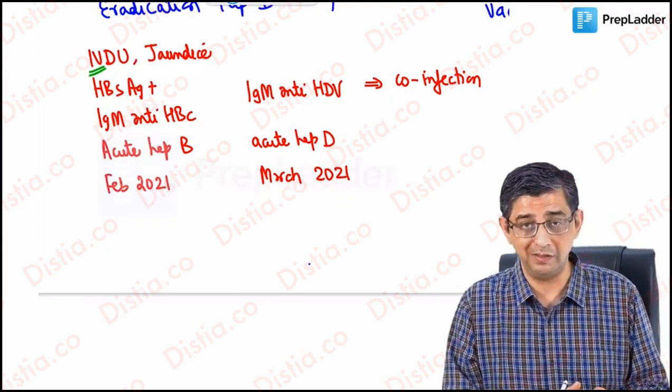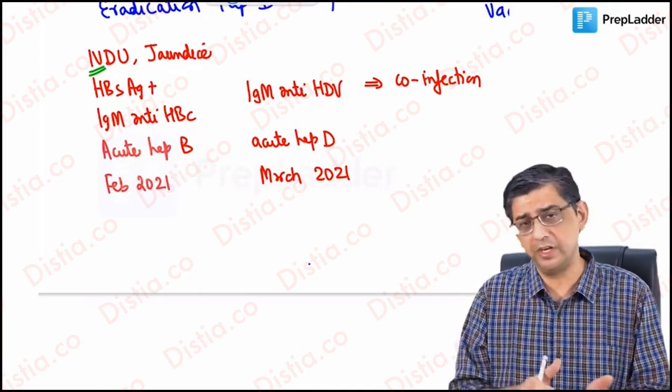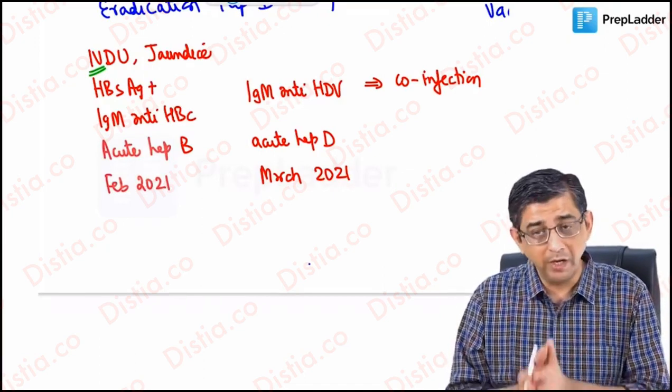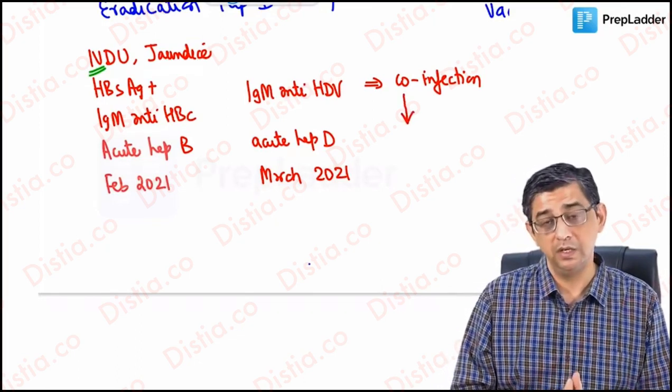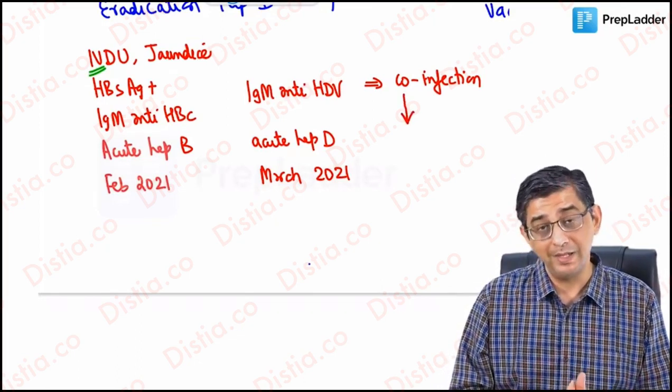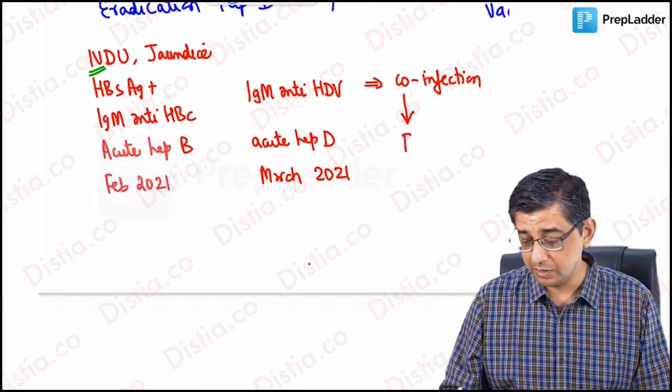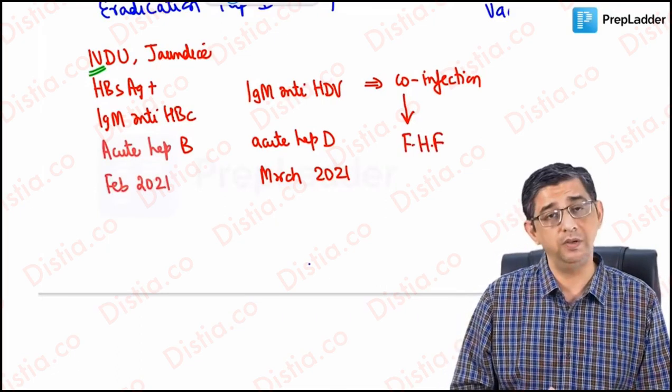Like first time he maybe got it sexually, second time he got it through IV drug usage, or it could be both IV drug usage. But the point is, once the co-infection component comes in, then the recovery part will be relatively delayed, and sometimes there is a distinct possibility that these patients can go into fulminant hepatic failure.